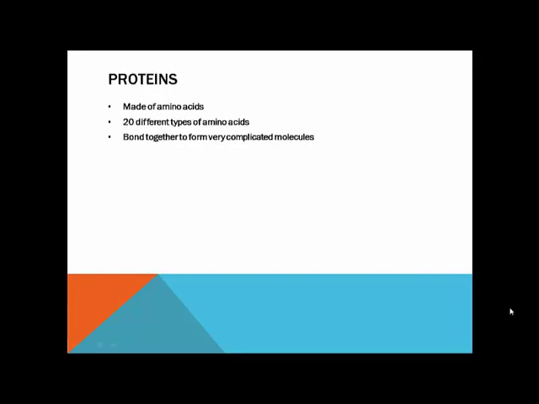Proteins are organic compounds. They are macromolecules composed of amino acids. There are 20 different amino acids. Those 20 amino acids can come together in millions of combinations to make different proteins.